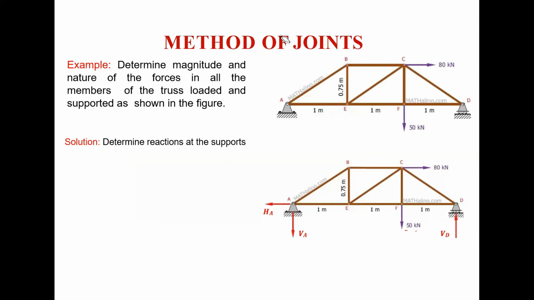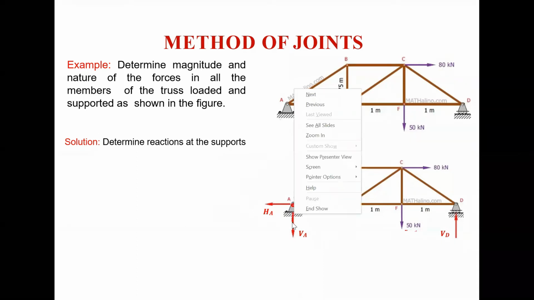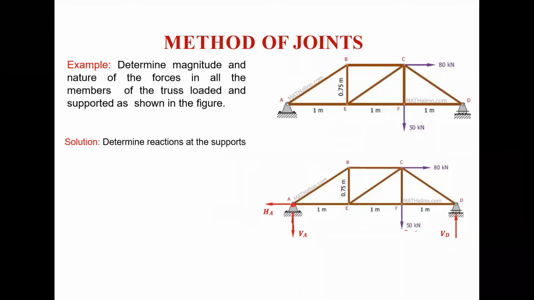Now let's apply the method of joints to solve another truss problem. Before finding internal forces, you calculate the reactions at the supports. Suppose at point A, two forces are acting because it is a hinge joint, and their directions are: I have considered one vertically downward, and the horizontal force I have considered in the leftward direction.